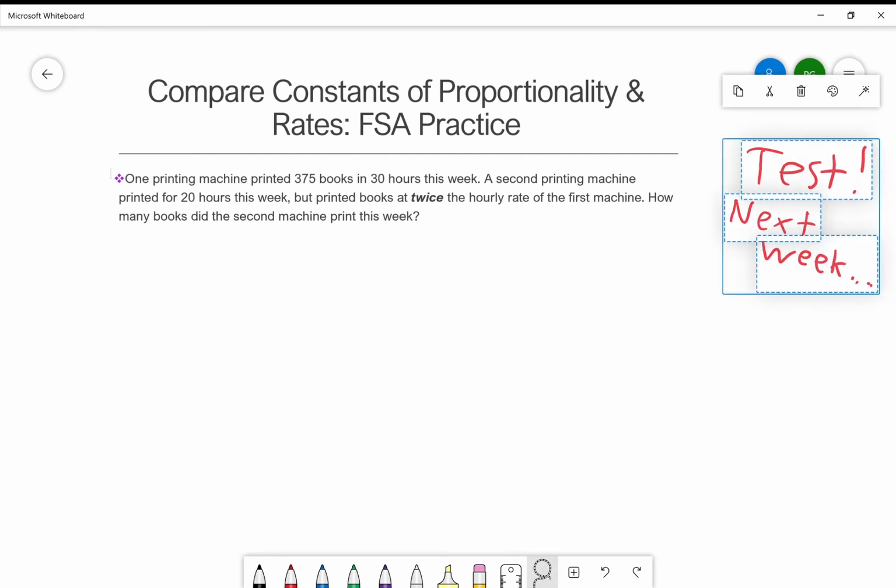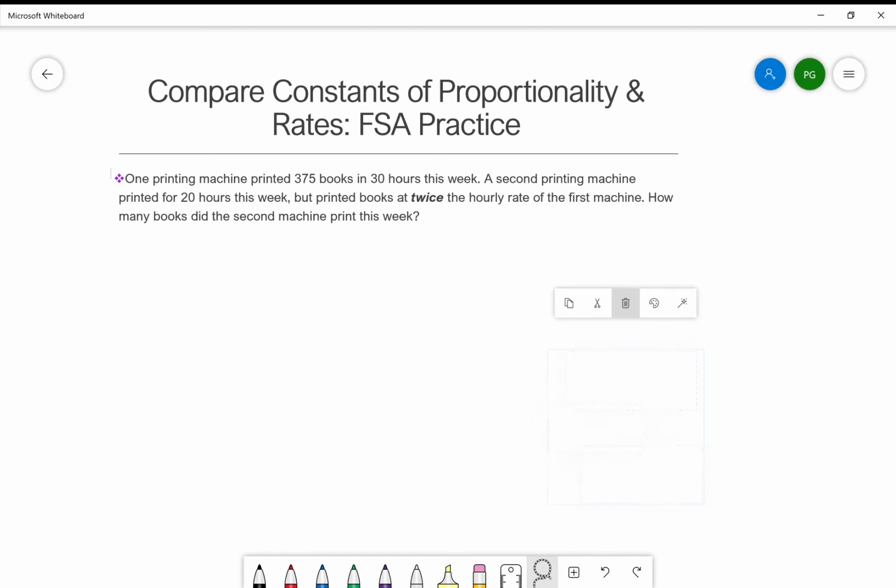First, let me read my question. One printing machine printed 375 books in 30 hours this week. You already know, I'm comparing books and hours. A second printing machine printed for 20 hours this week, but printed books at twice the hourly rate of the first machine. This is confusing. There's a reason why I'm teaching this explicitly. This is really like one of your test questions. You need to understand it.